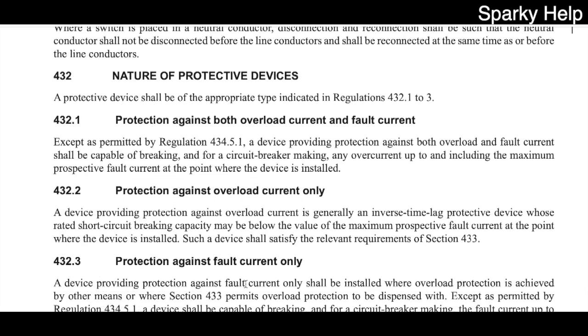Then you get to chapter 43 of part 4 of BS 7671, which is basically saying that all protective devices, wherever they happen to be installed, that should be able to protect against overload and fault current, shall be capable of breaking, in other words disconnecting, and for a circuit breaker making, obviously a circuit breaker can be reset unlike a fuse, any overcurrent up to and including the maximum prospective fault current at the point at which they are installed. So that's what we're trying to achieve. That's the main fundamental principle.